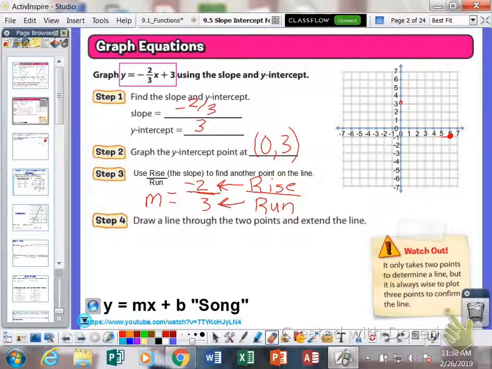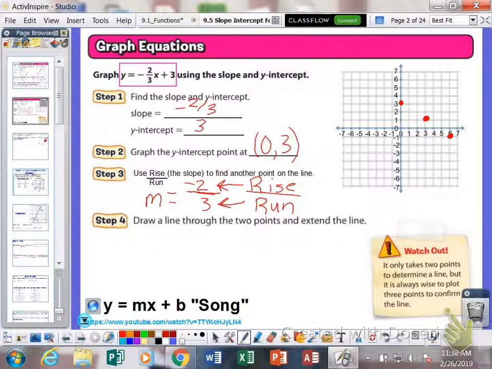graph. Oh, we erased one of our points. So I'll just fix these real quick. Went down 2, right 3. Down 2, right 3. Okay, so we're good.